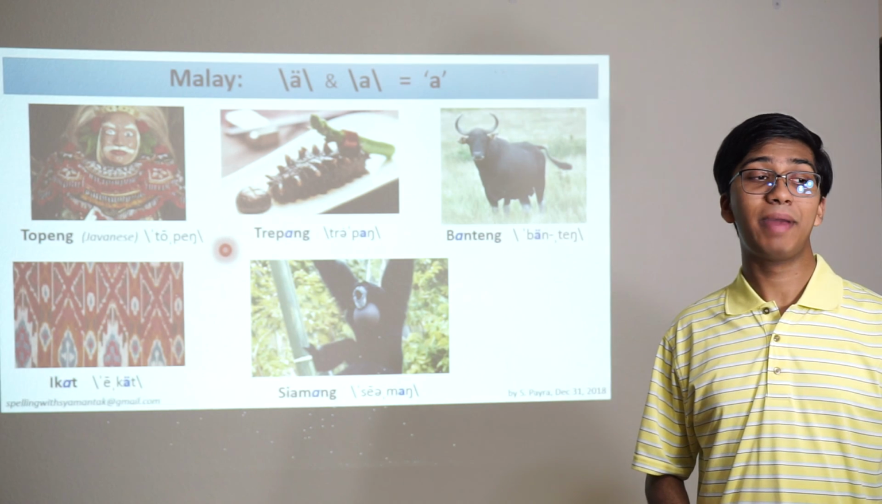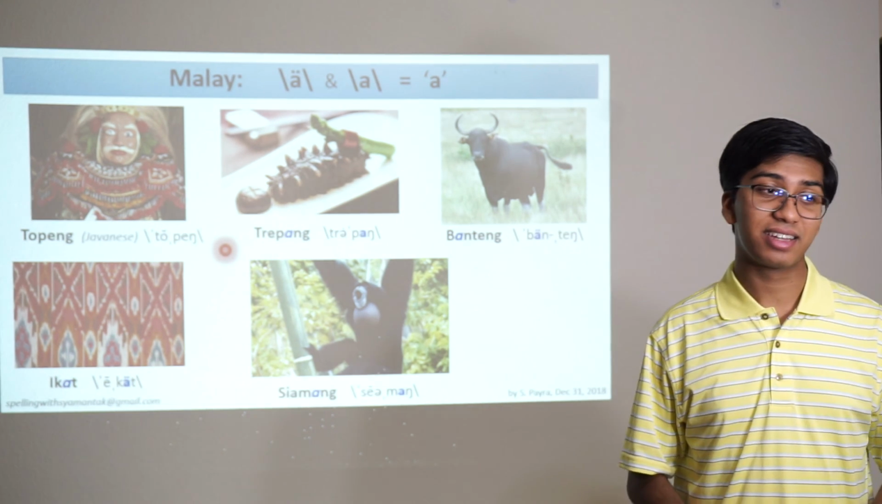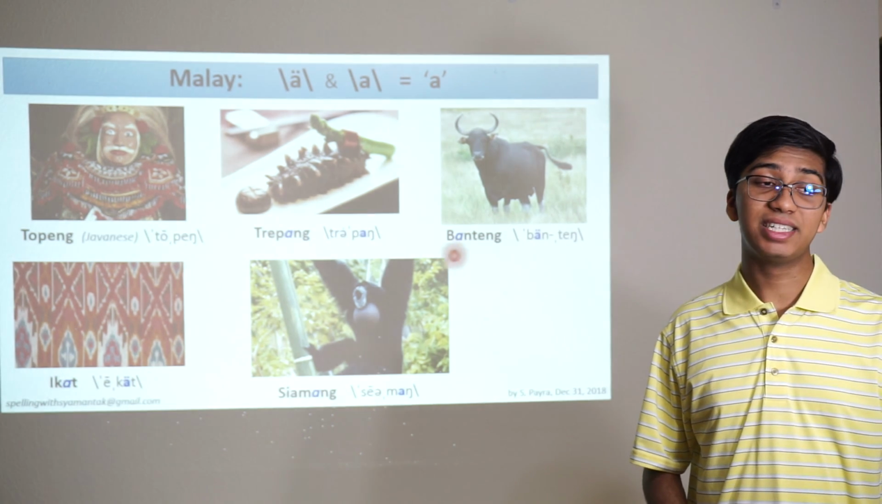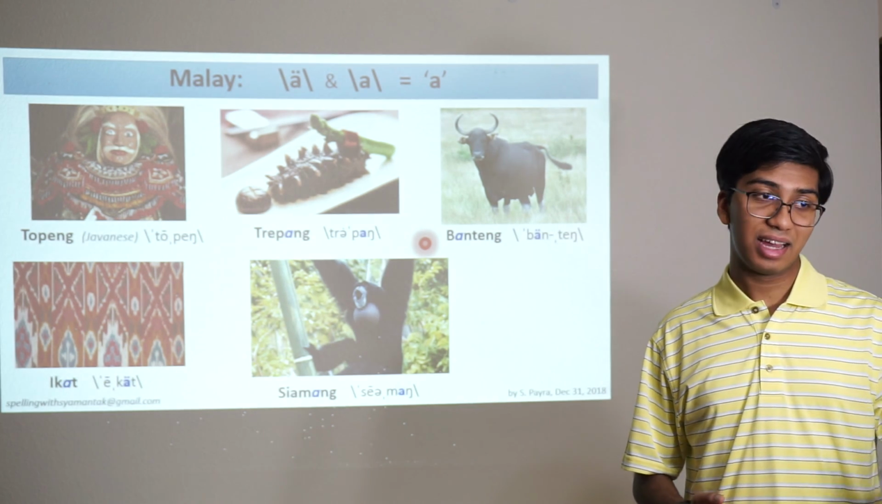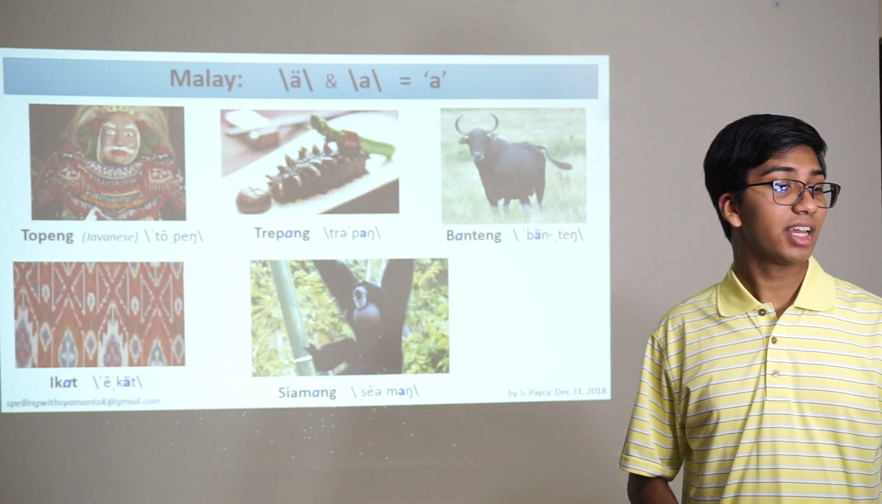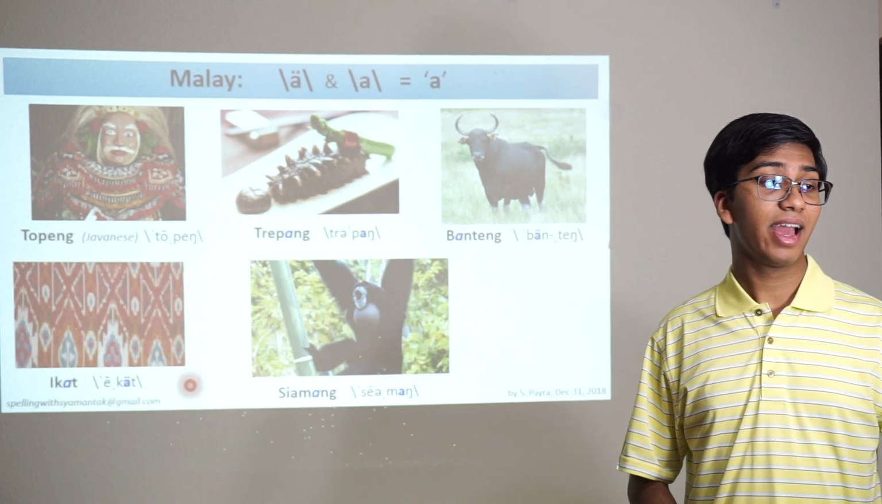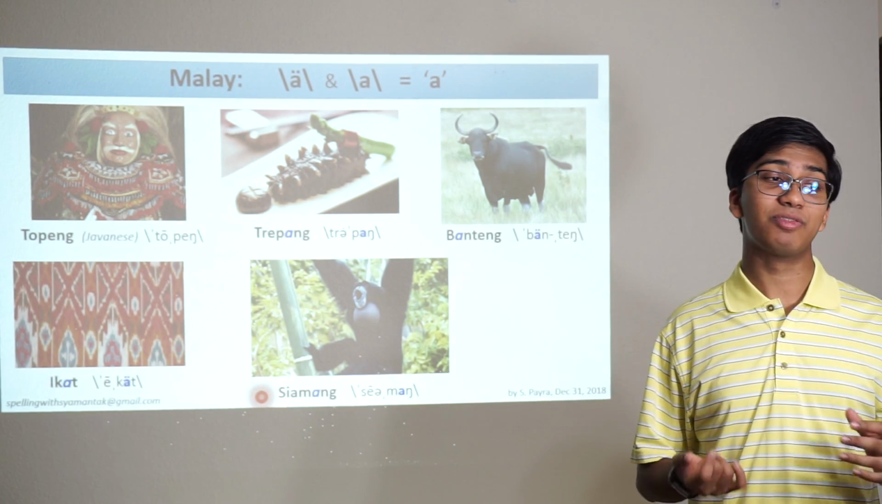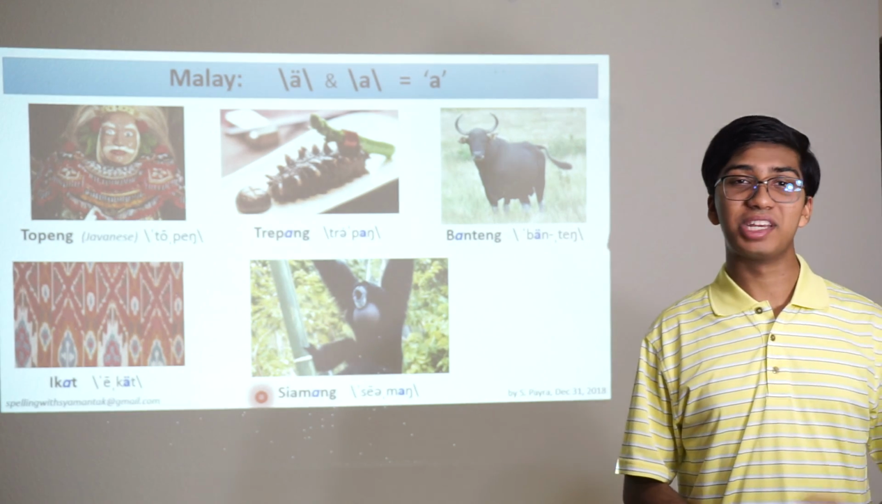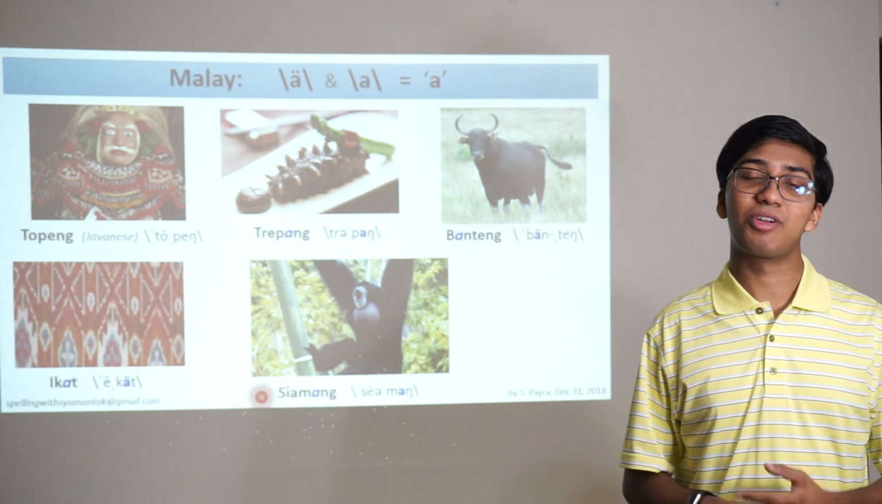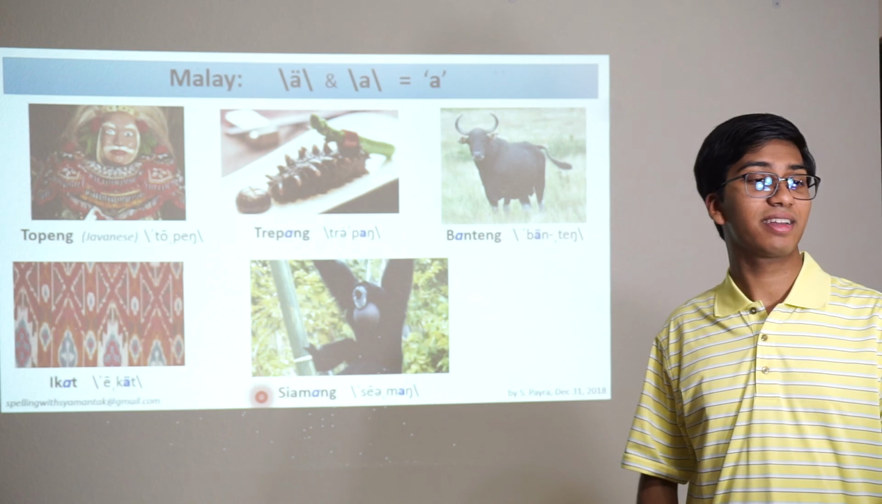You have a trepang, it's a sea slug. You have banteng, this is an animal. Ikat, it's a type of tie-dye colored weave. And a siamang, it's a type of gibbon. You can look up a video of this gibbon. They make really loud calls and inflate their throat sac.